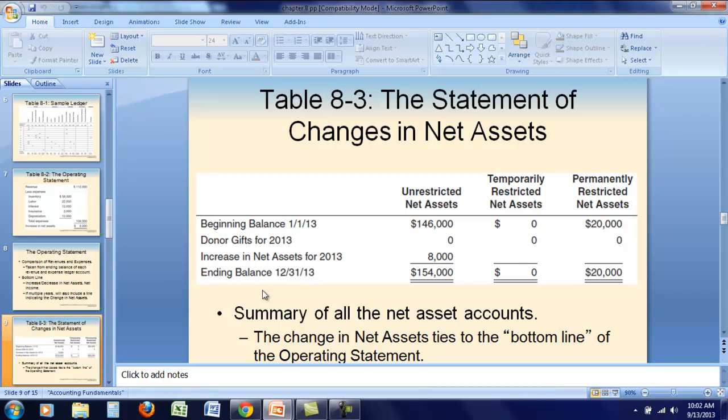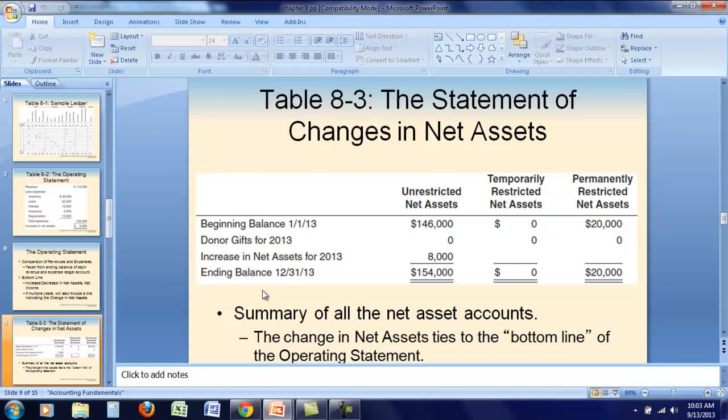Now, the other item this slide kind of introduces is permanently restricted net assets. You started with 20,000 and you ended with 20,000. So what that means is I, a donor, actually donated $20,000 to the hospital, but they can't touch it. They can't touch the principal, which means they can earn the interest. So most likely my 20,000 is invested. They can earn the interest, but they can't receive the principal. So my 20,000 will continue to grow, hopefully, depending on the market, and give them interest and dividends throughout the life of the organization.